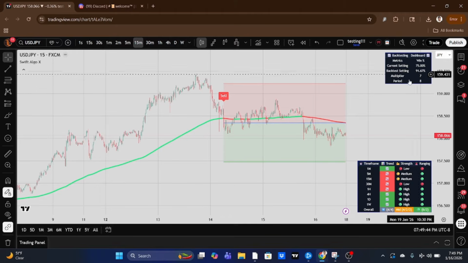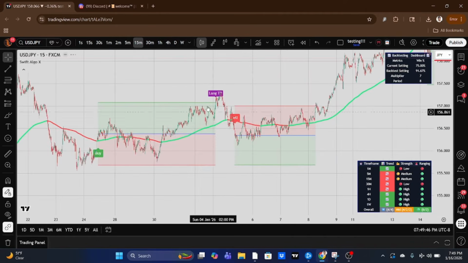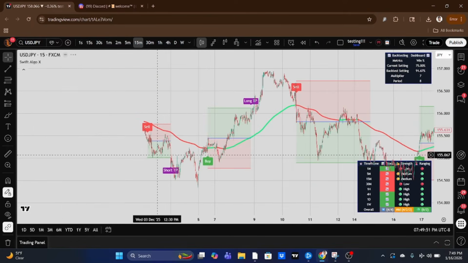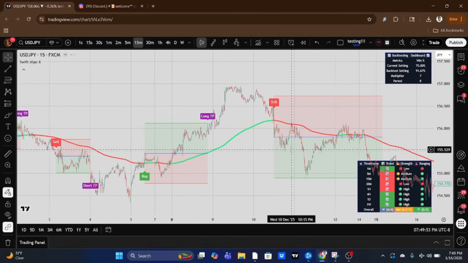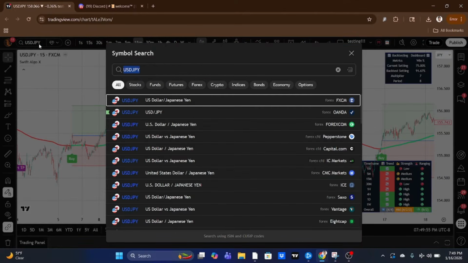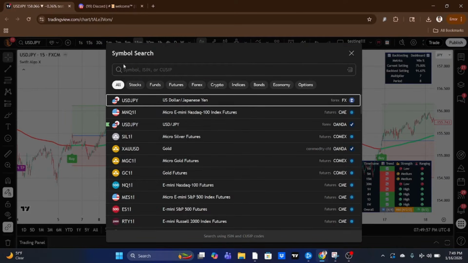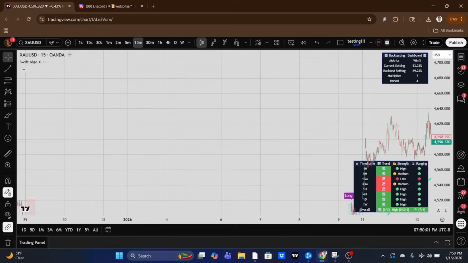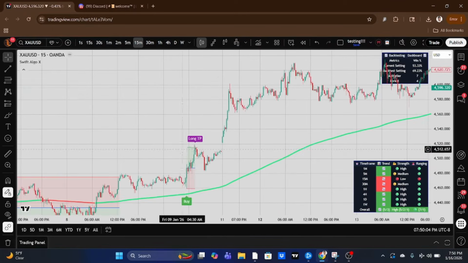So see 91.67%. So it hit take profit, take profit, take profit, take profit. So it's pretty good in my opinion. Let's say if you're trading gold, this one. So like I said, play with it, experiment with it.